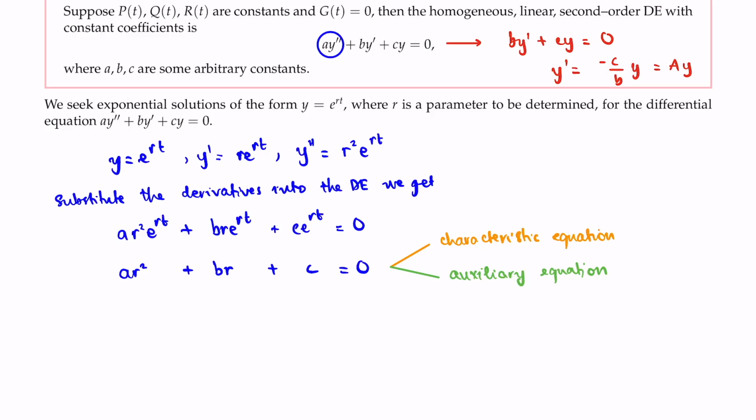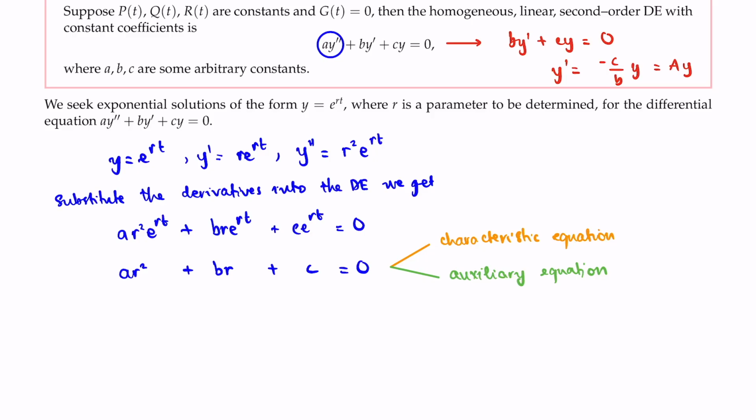So the auxiliary equation is not the original differential equation, but a companion algebraic equation, right? That is, you turn from the original differential equation to something else that you can work with to help you find the solutions of the original differential equation.